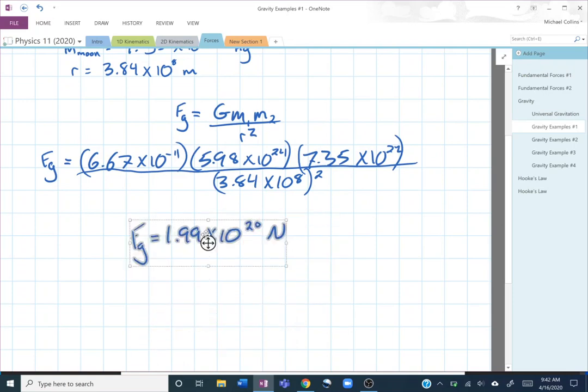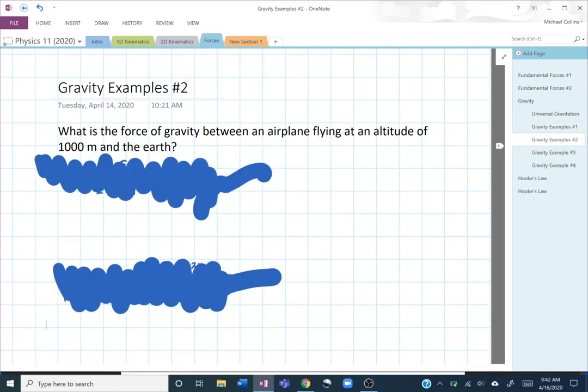Cool. Gravity example number 2. What is the force of gravity between an airplane flying at an altitude of 1,000 meters and Earth? So again, we're going to need to figure out 3 things. We're going to need to know the mass of the 2 objects, which is Earth and the airplane, and we're going to need to find out how far apart their centers of mass are. Anytime I see this word altitude, I should be thinking in my head, I'm going to have to find the radius of a planet and add it in there somehow, and we'll talk about how to do that now.